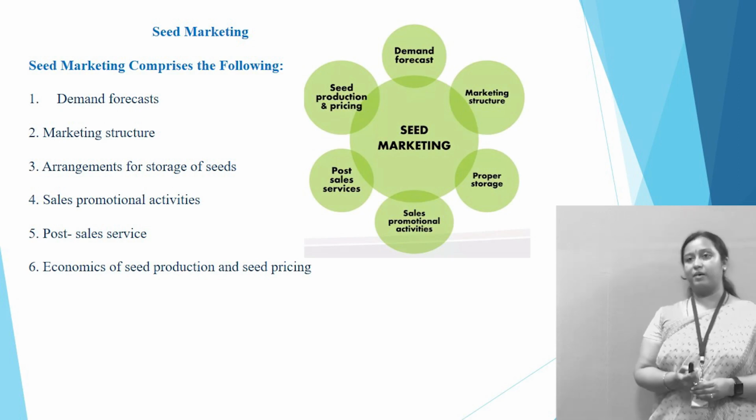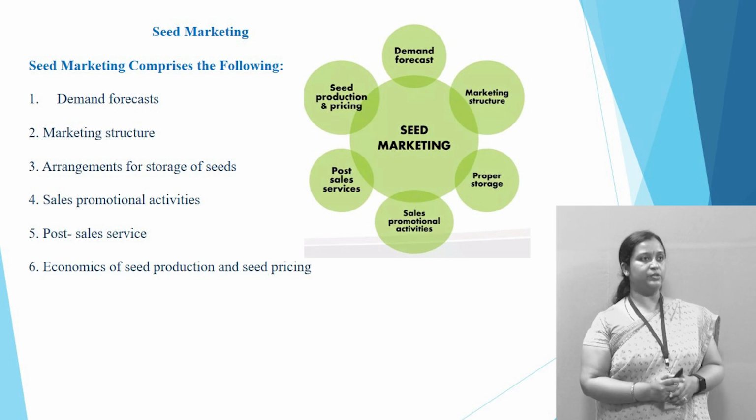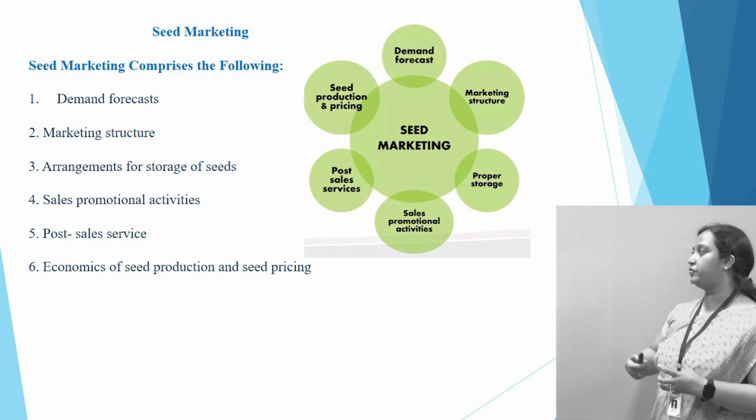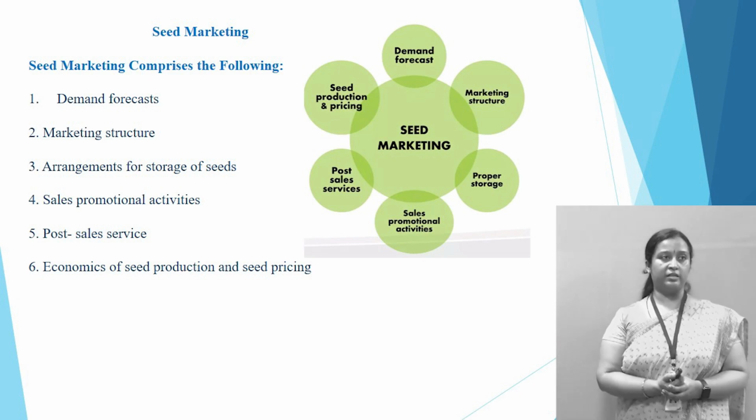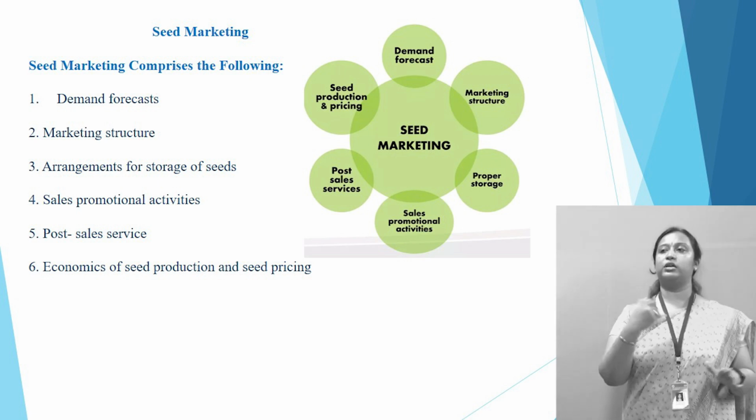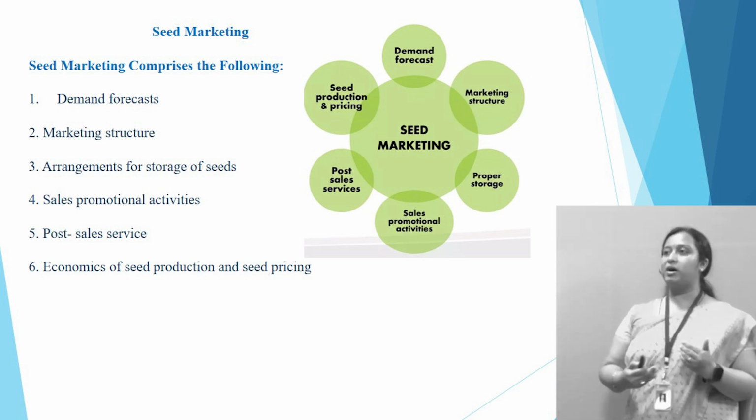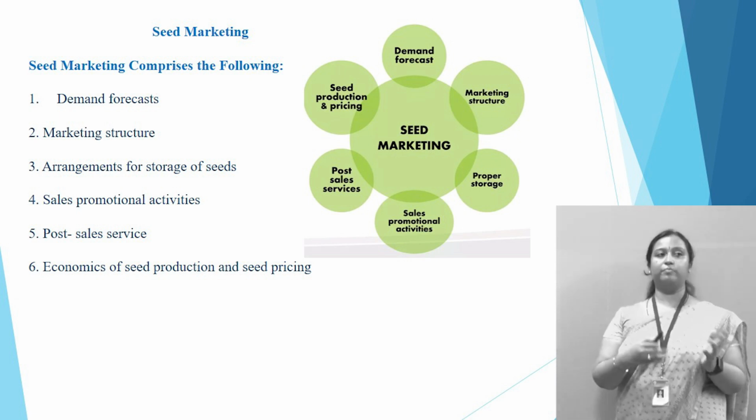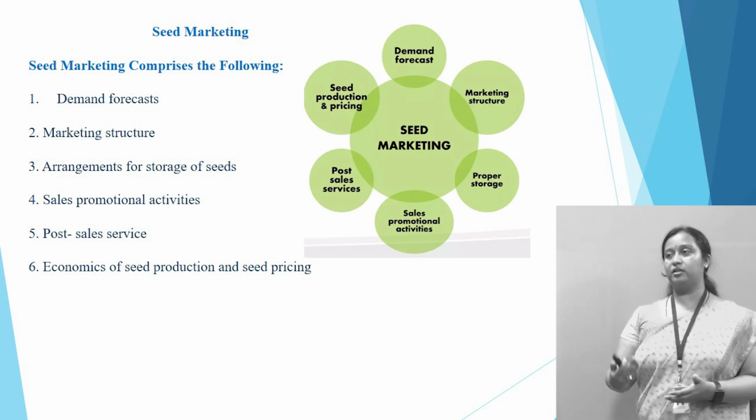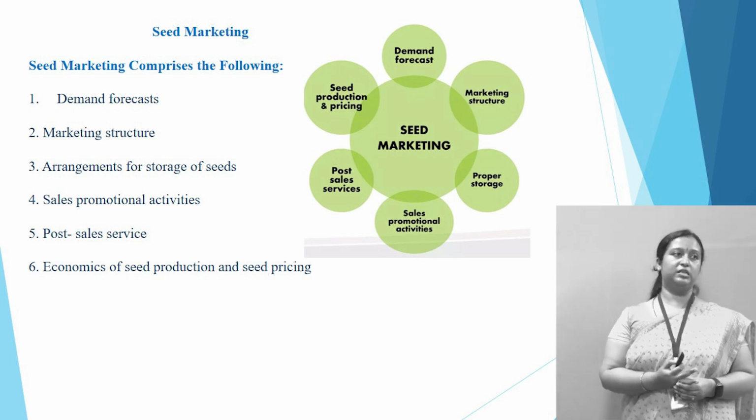Lastly, seed marketing. Seed marketing comprises the following steps. Demand forecast: first, we have to understand what is in demand in the market. If it is off season for certain crops, those crops will be stored until the season arrives. And if it is not in demand, the demand is created by marketing, and we will wait until the marketing has created enough demand for the seed release.